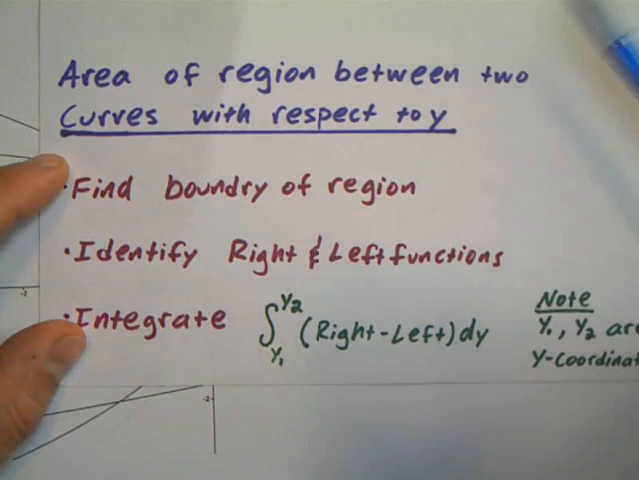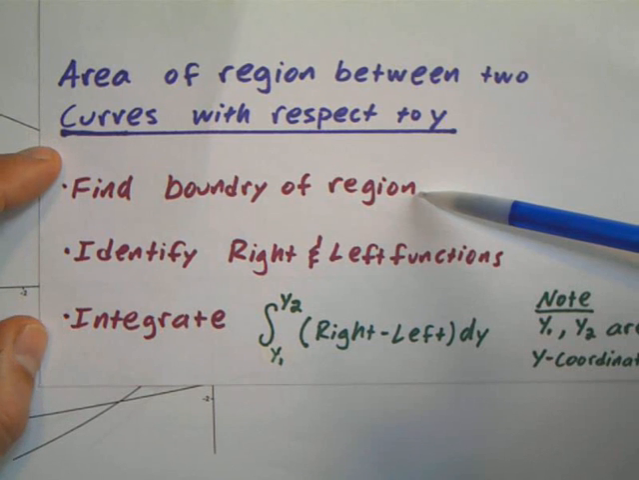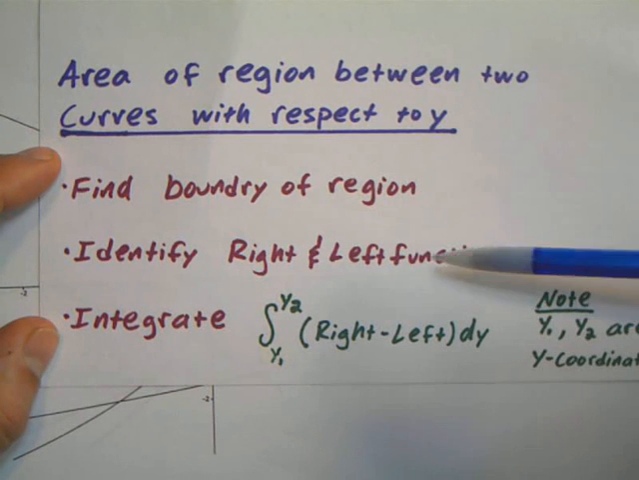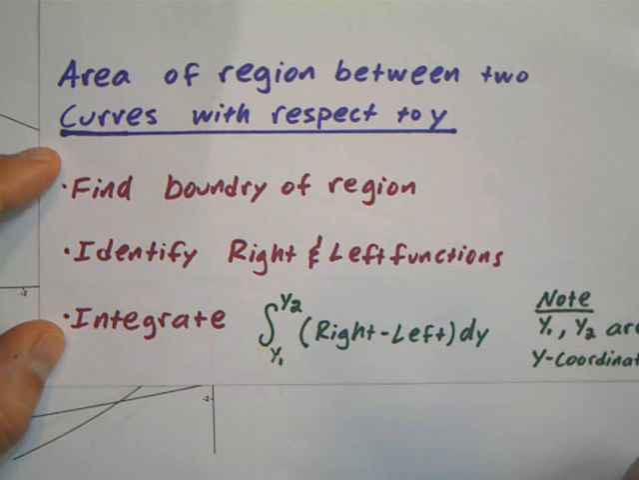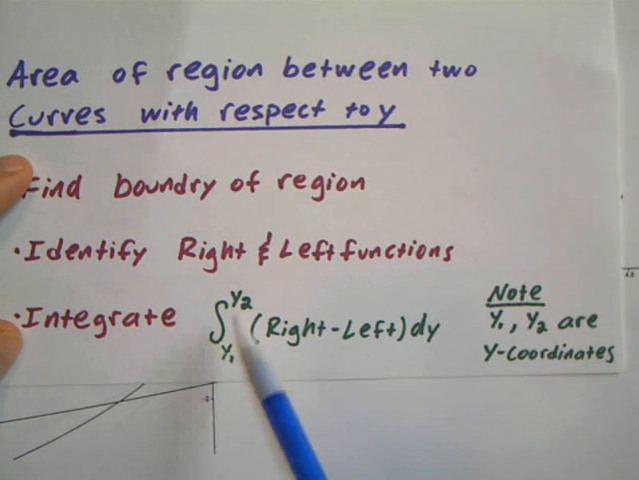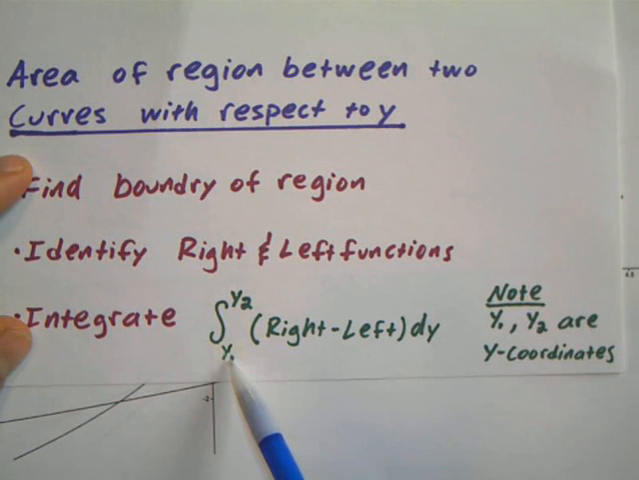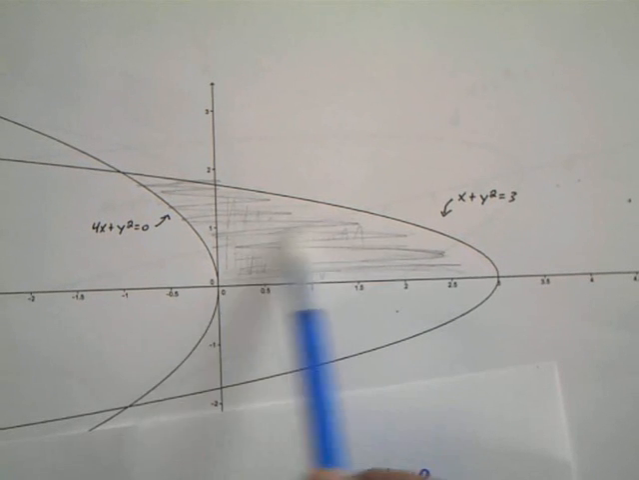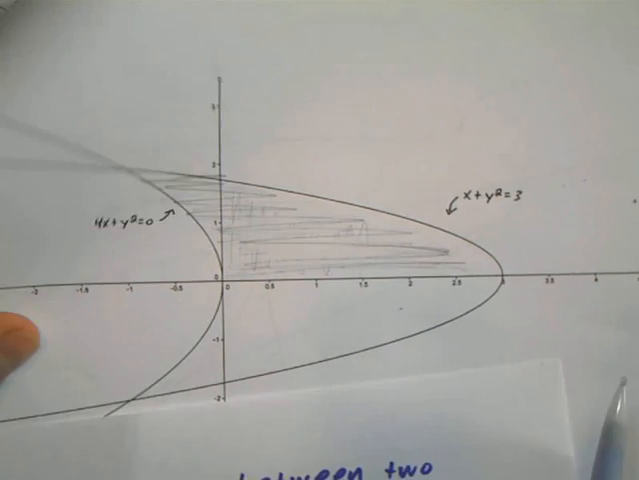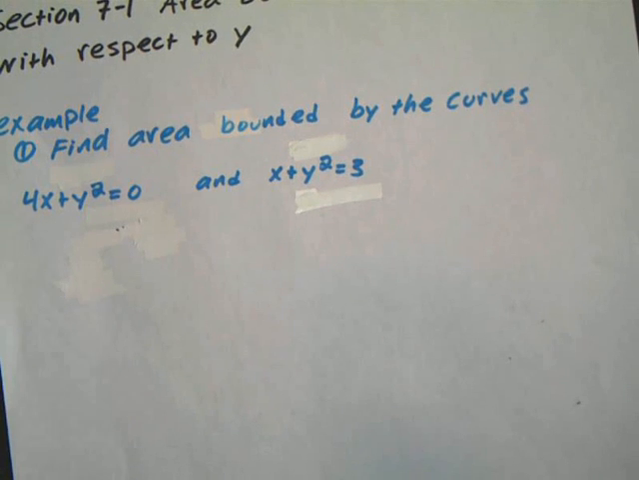I still have to find the boundary regions, but now I have to figure out which is the right and which is the left function, and then I have to integrate the right minus the left with respect to y. And notice that the limits of integration are going to be the y coordinates, because I'm shading going vertically this way.